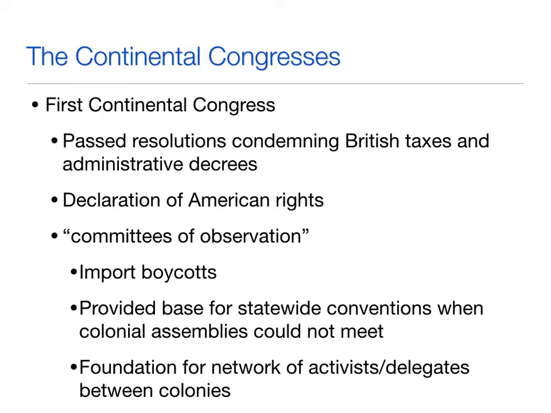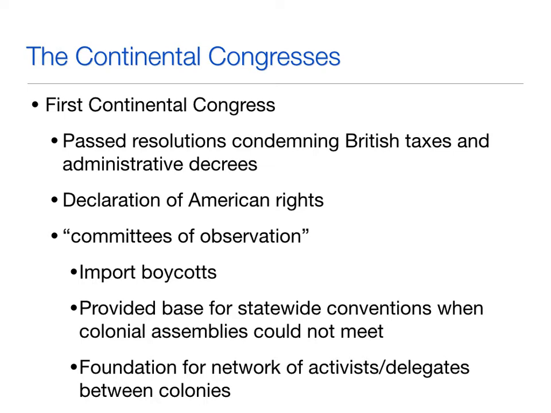So eventually tensions get to the point, and Britain starts imposing other taxes, to where the colonies decide that, well, we need to get together and start working together. And so they send delegates, and then they meet and form the First Continental Congress. And this Continental Congress was the first real incidence of the colonies working together instead of separately amongst themselves.